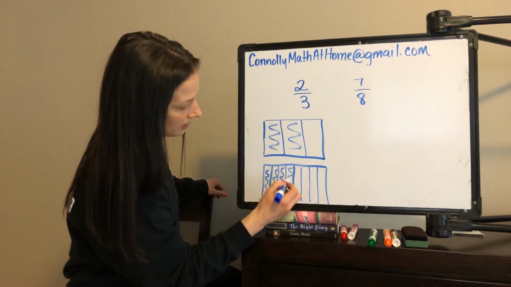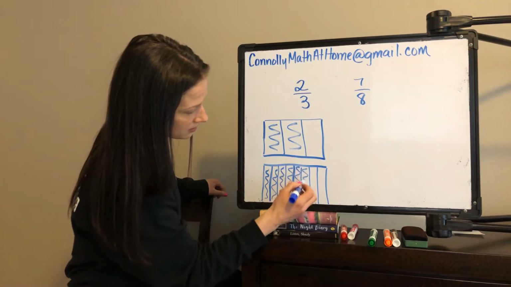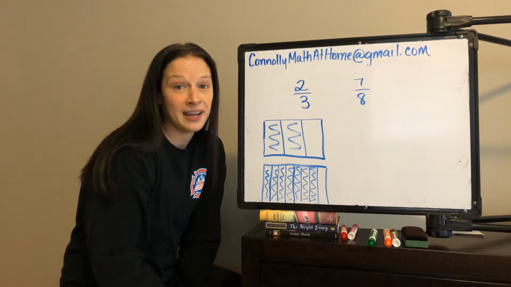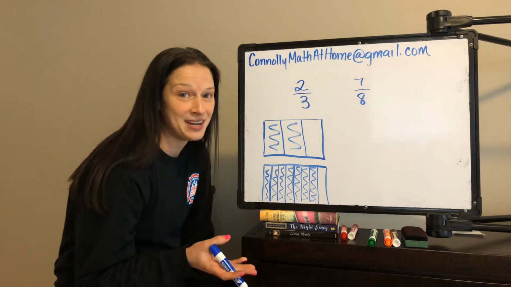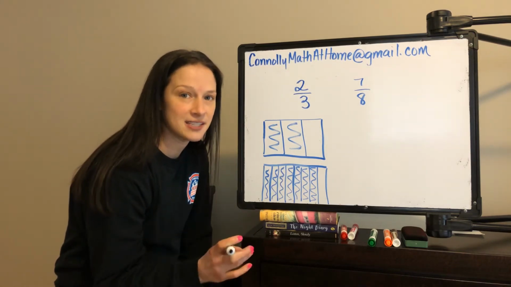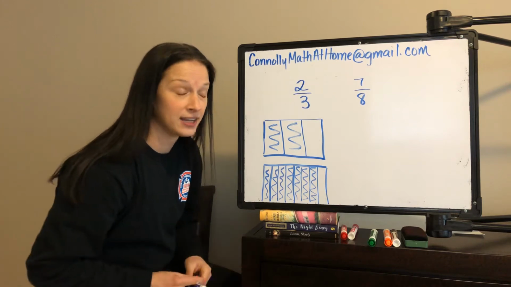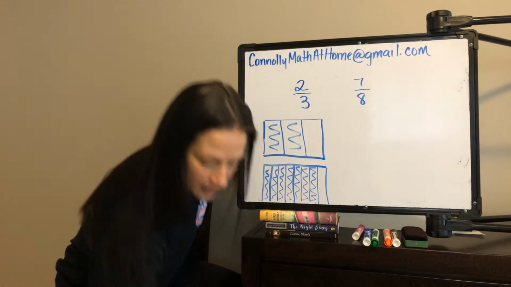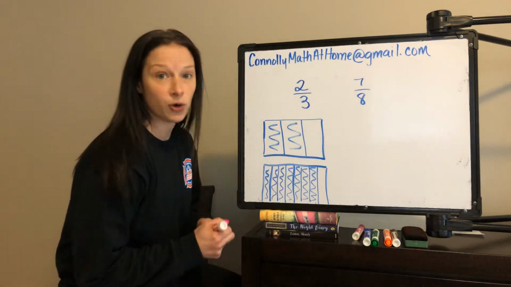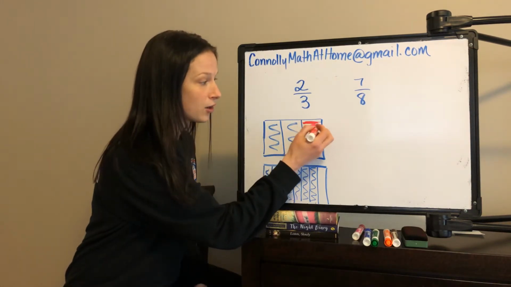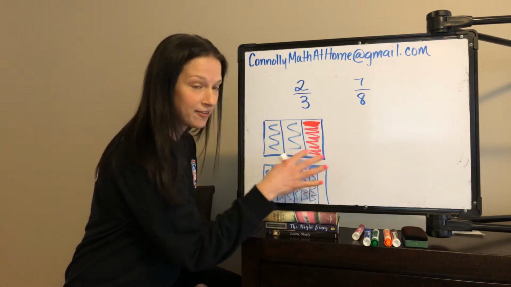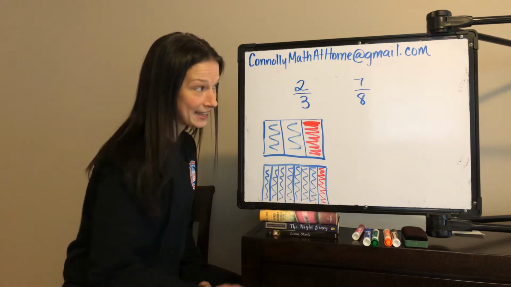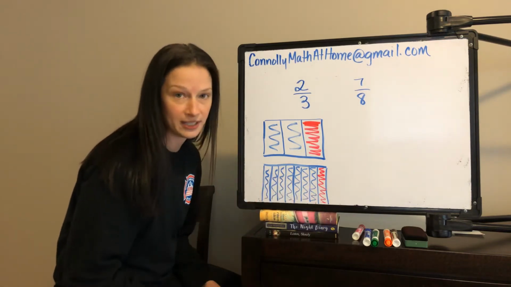So, both of these fractions are one piece from a whole. Okay? What we need to think about right now is the piece that's left over. Okay? So, in red, I'm going to shade in the piece that is left over. Okay? So, 1/3 is left to make the whole, and 1/8 is left to make the whole down here.